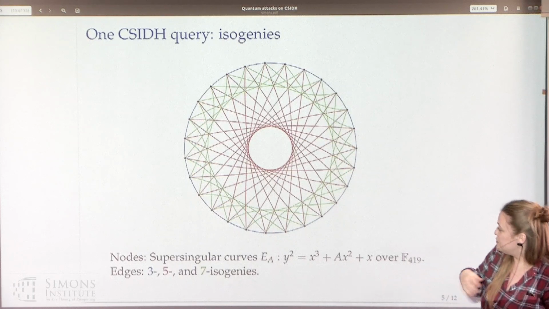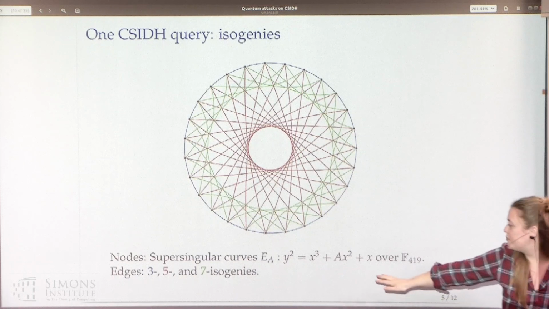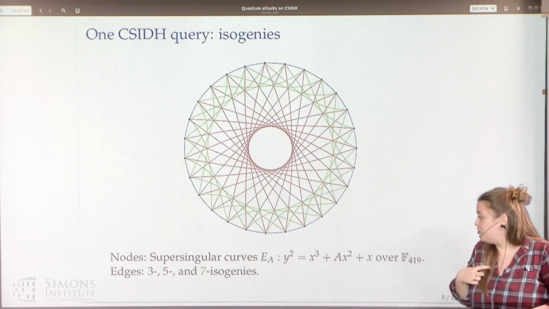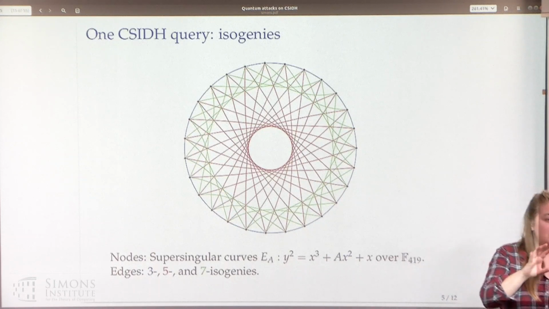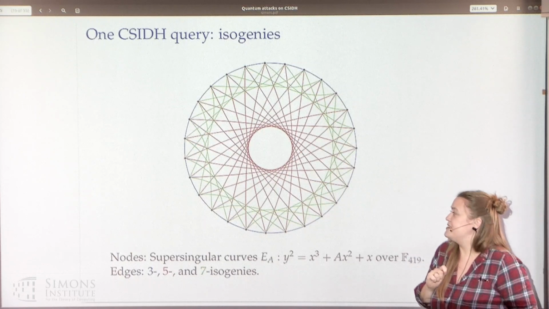The nodes are supersingular elliptic curves, which in this case have this form here. This is in the Montgomery form that David briefly mentioned at the end of his talk. They've just got this one coefficient A, and that completely determines the curve up to F_p isomorphism. So each node represents an elliptic curve, and each edge represents an isogeny.